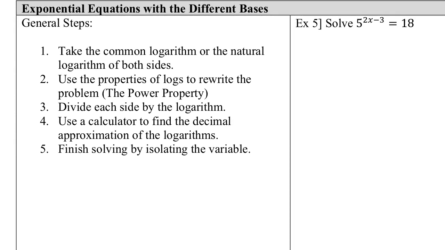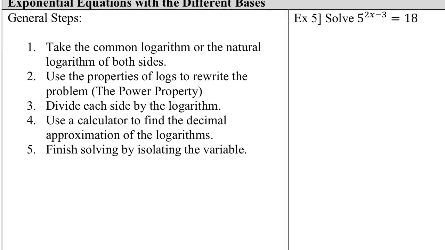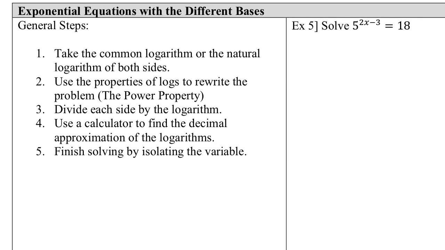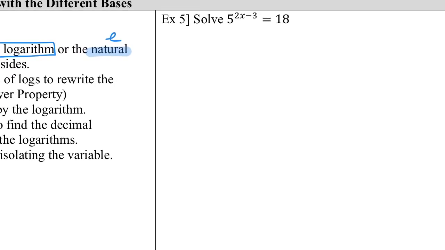So when you don't have the same bases, you're going to take the common logarithm or the natural log of both sides. Now, the only time you use the natural log is if you have e as one of the bases. Anything else, we're just going to use a common logarithm which has a base of 10. So let's look at example 5, one step at a time.